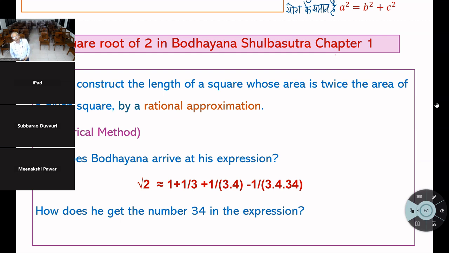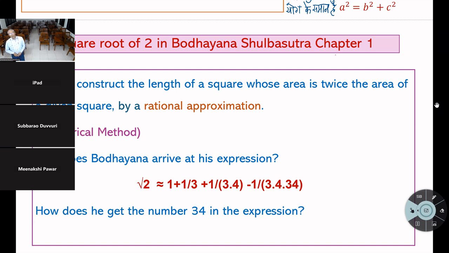So how does Bodhayana get this? Of course, Bodhayana has diagrams, and he has already constructed a length which is root 2 times the given length, because he uses a diagonal to do that. So he has that with him, and he understands that it is more than 1, of course, because the diagonal is larger than the side of the square. But then he also knows it is more than 1 plus 1 upon 3, 4/3.